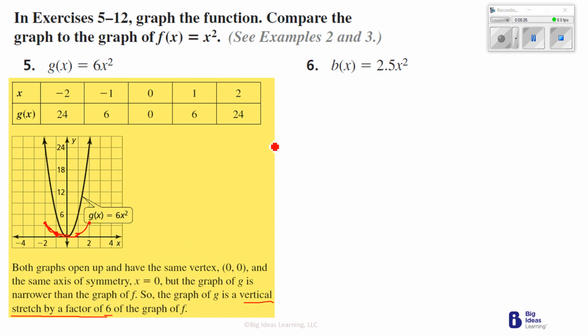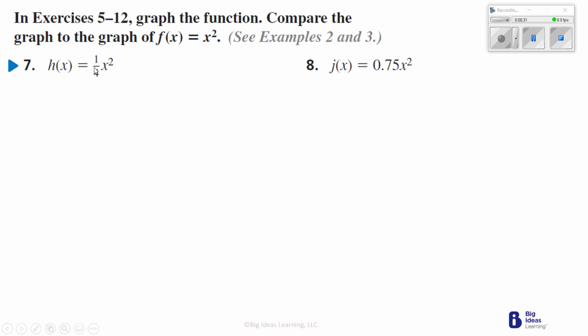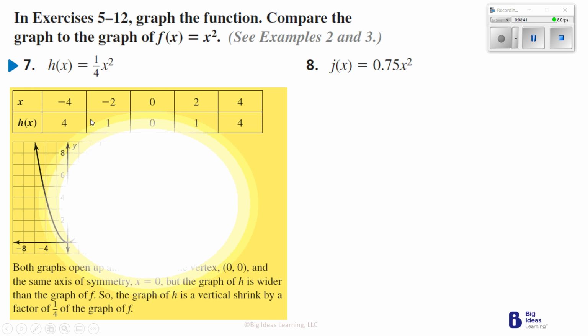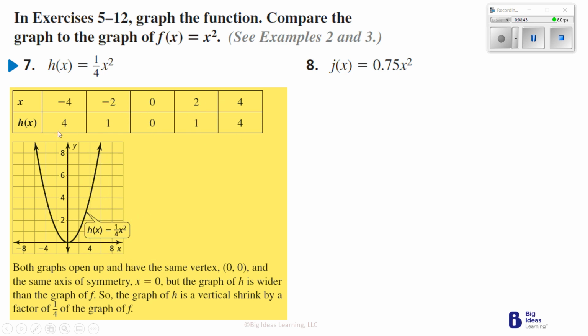All right, number 6 is for you to do. This one says 1/4 x squared. So that tells me this is less than 1 but greater than 0. This will be a vertical shrink. So we can plug in all these numbers again and get our answers again.